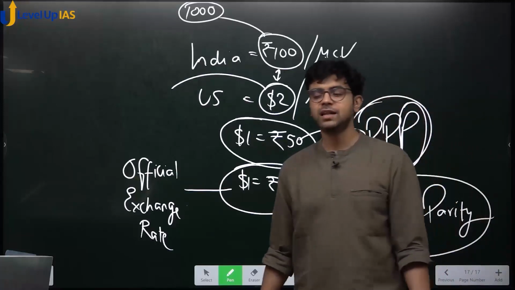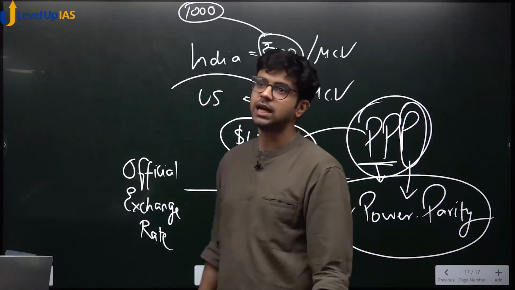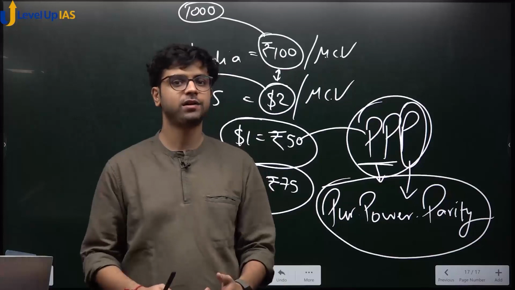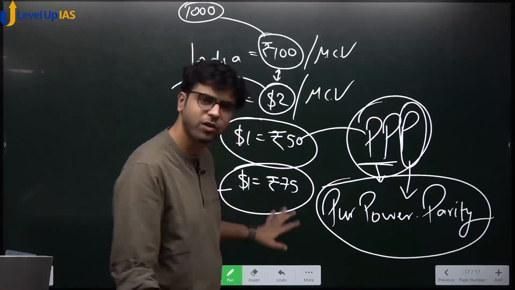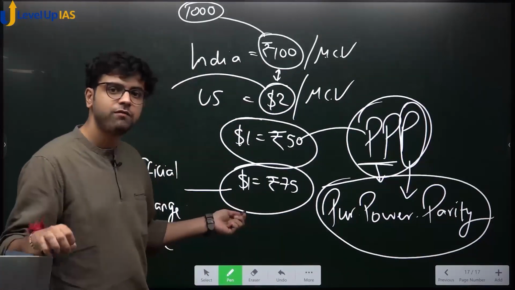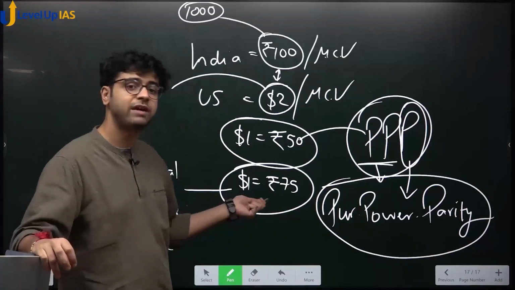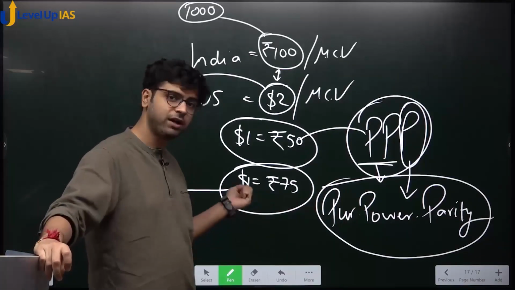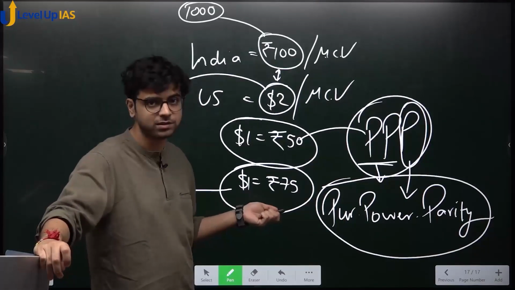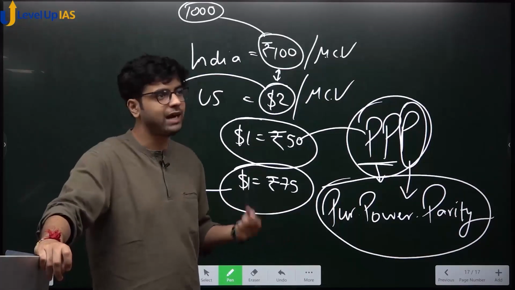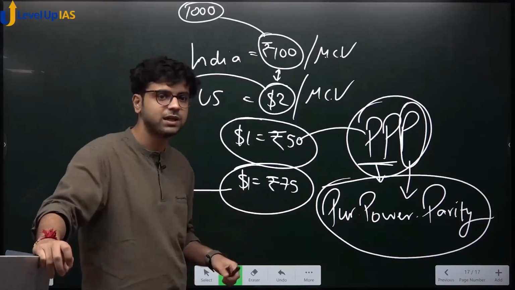So when we say we are the third largest, it means that our GDP has more power than what we are led to believe. Because see this example. We believe that $1 is equal to 75 rupees, which means to get $1, you have to give 75 rupees. If you go to a bank and say I want $1, the bank will ask you for 75 rupees.